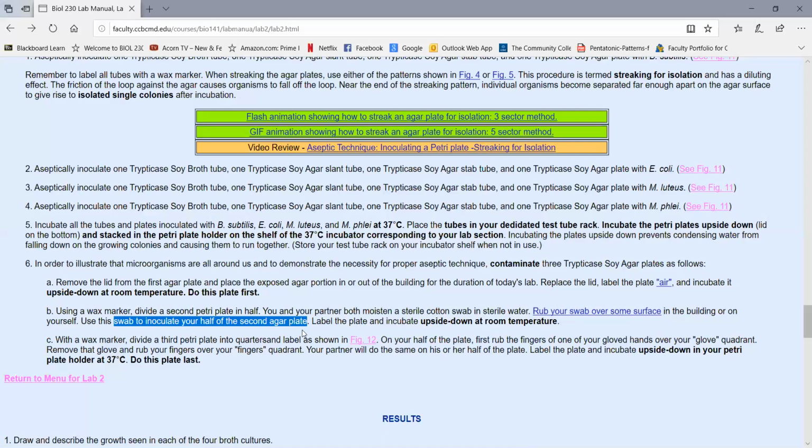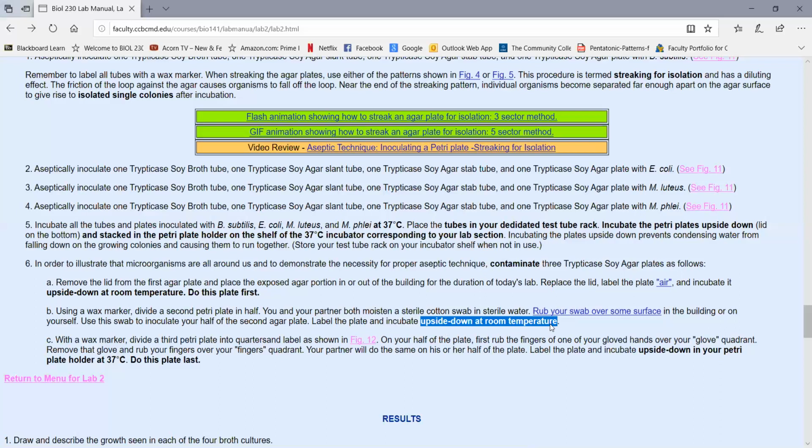So you have half the plate for your swab and the location you chose to streak or to culture, and your partner gets the other half of the plate for their swab. Now this plate will also be incubated upside down at room temperature. That's the second plate today that goes at room temperature. Make sure you label your half of the plate with the source of where you got the swab for the organism.